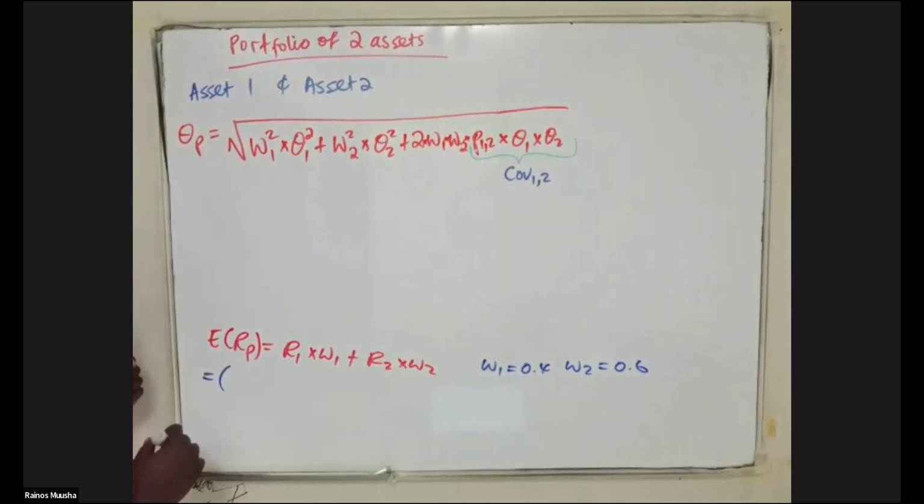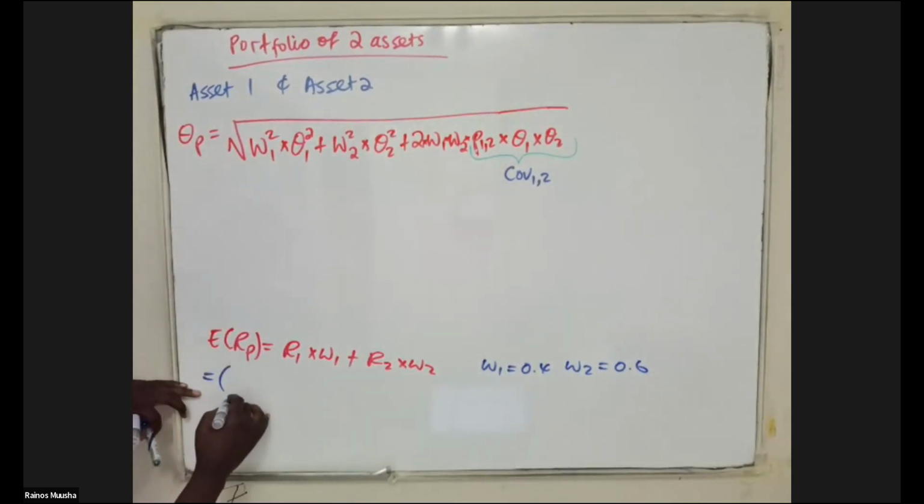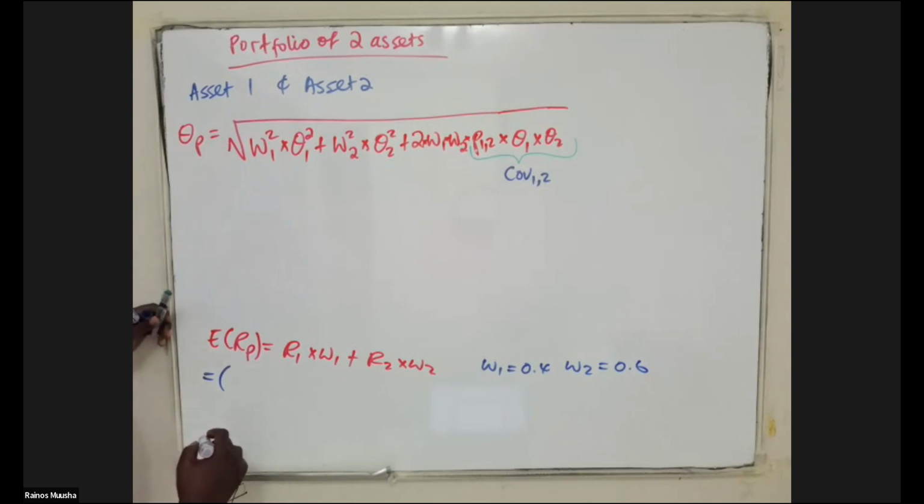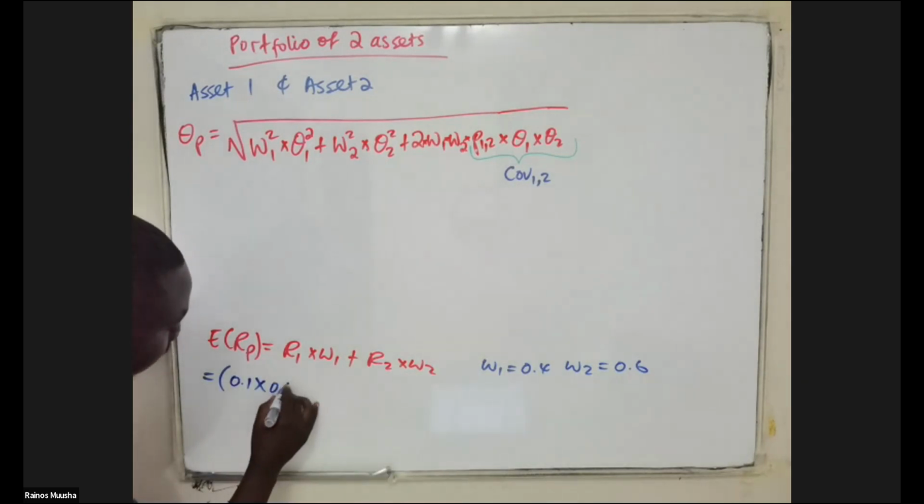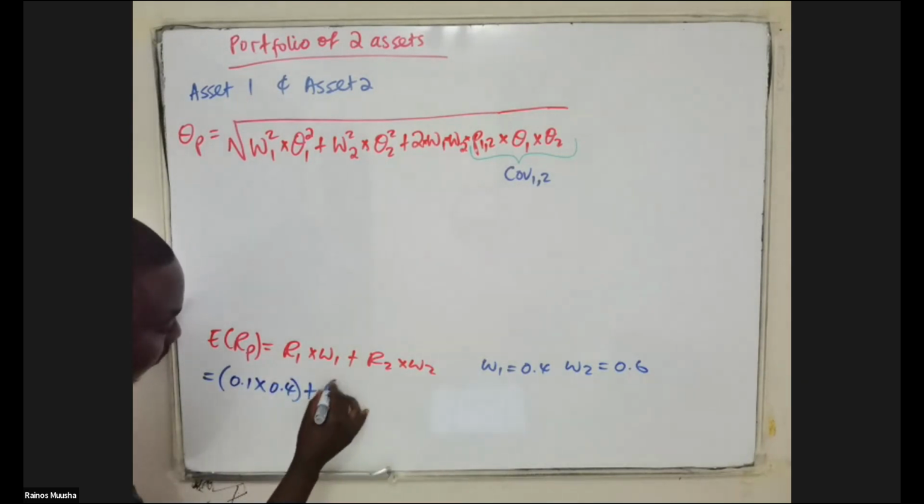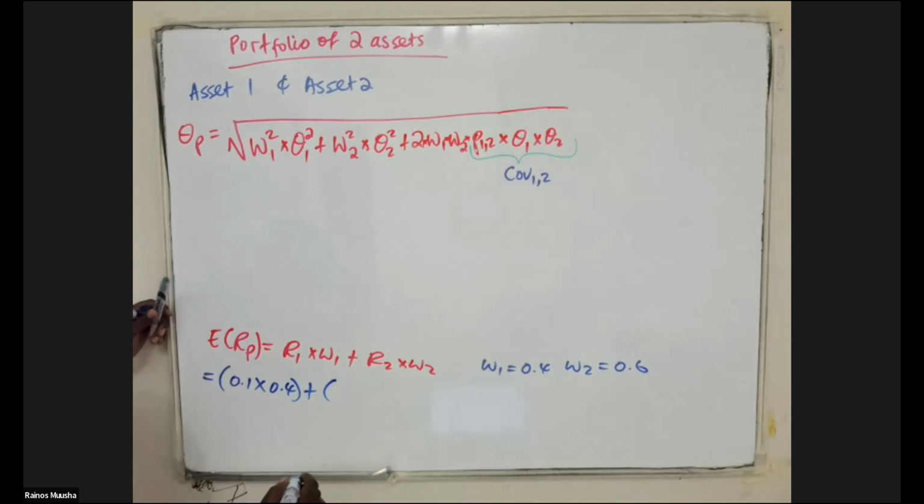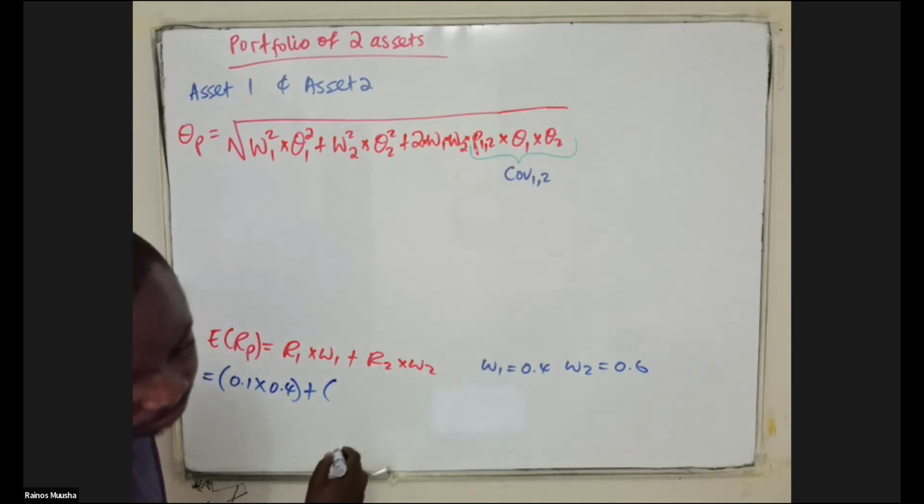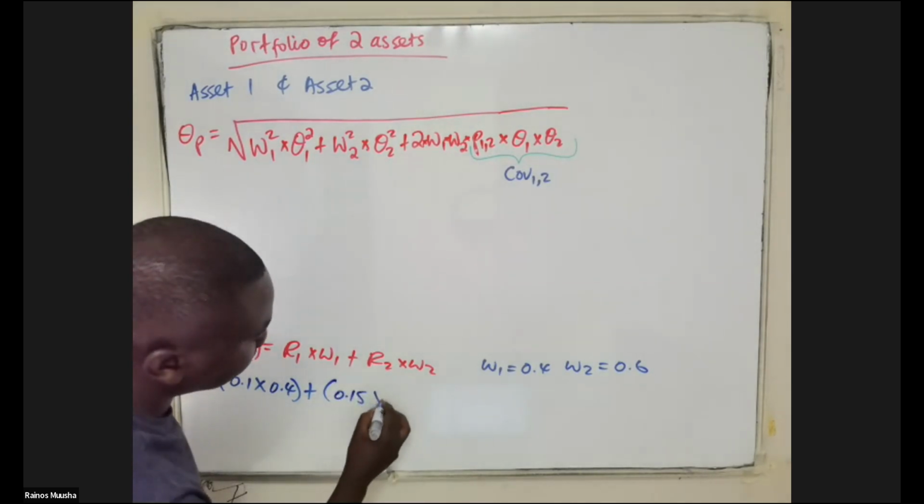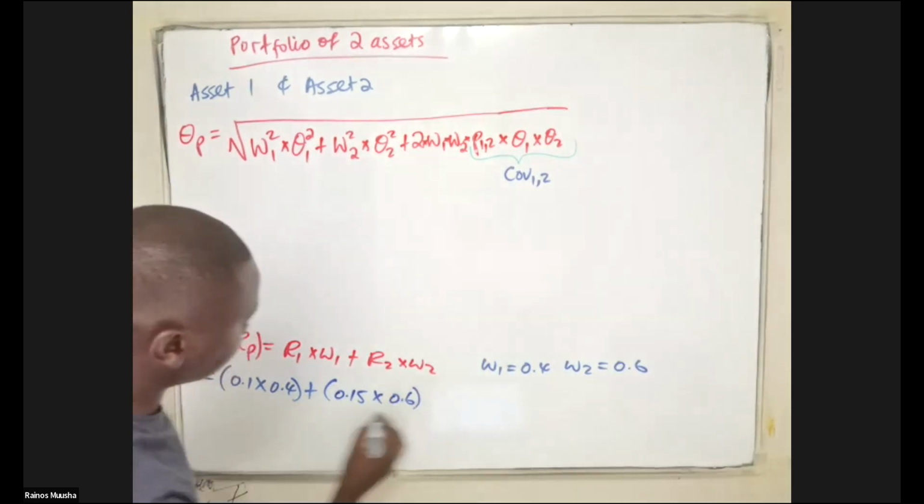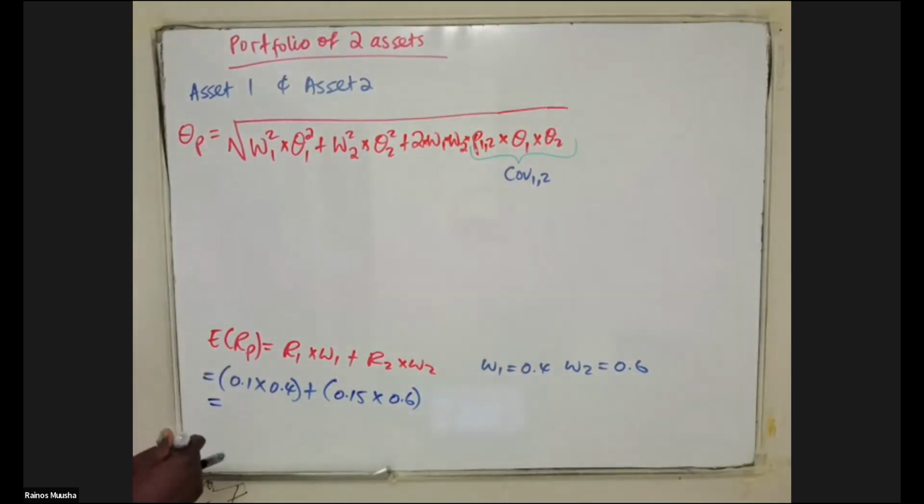So it also means that the expected return of this portfolio is going to be equal to the expected return of asset 1, which was 10%, so it's 0.1, times the weight, which is 0.4, plus for asset 2, the expected return was 15%, which is 0.15, times the weight, which is 0.6. So given this information, how much do you get as the expected return of the portfolio?